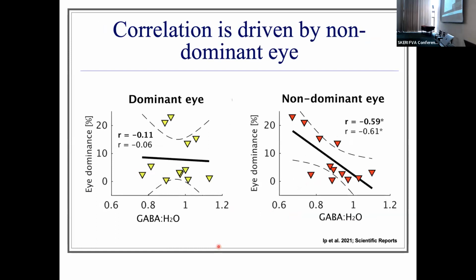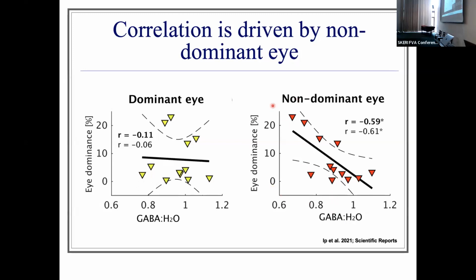The question is, so what causes that? What drives that difference in the GABA response? It turns out that the change in GABA is actually driven by the non-dominant eye. There's no correlation between GABA concentration when you stimulate the dominant eye and eye dominance. But when you stimulate the non-dominant eye, you get an inverse correlation with eye dominance.